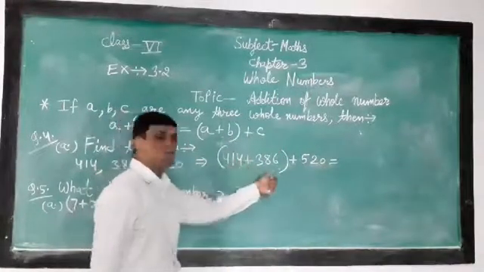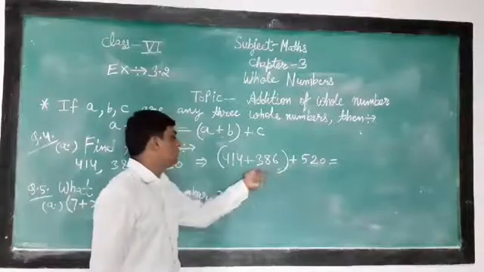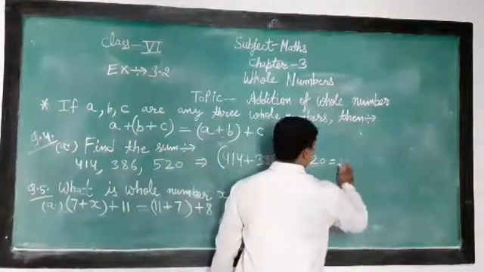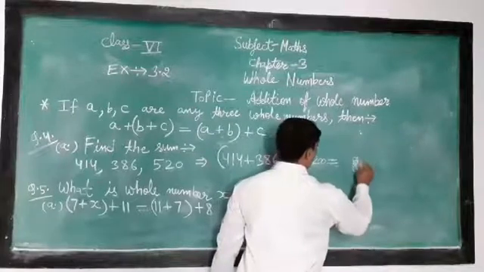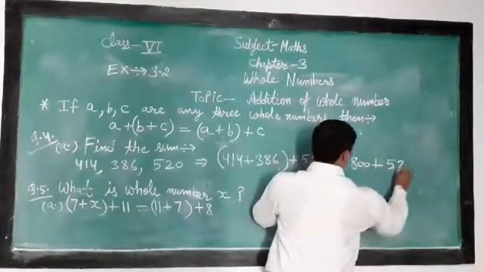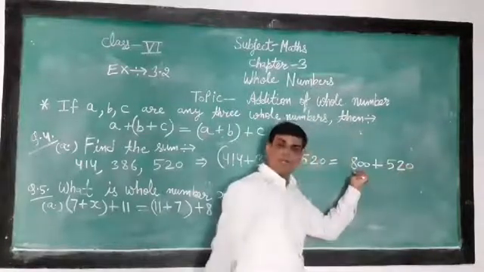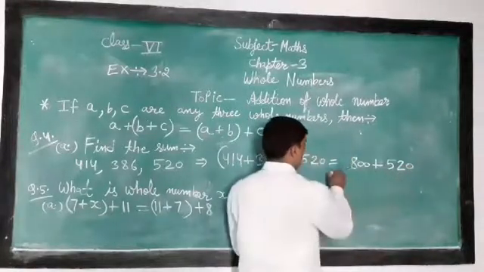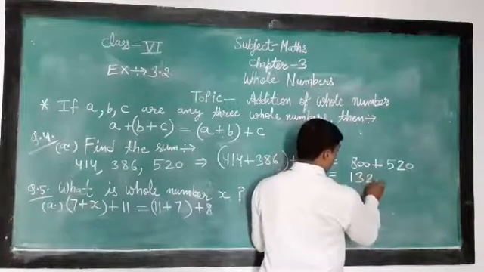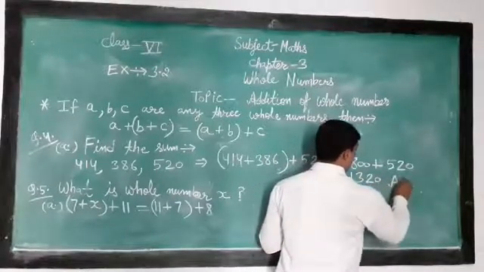414 plus 386. The addition is 800. The addition is 800 plus 520. 800 plus 520 is equal to 1320. This is the answer.